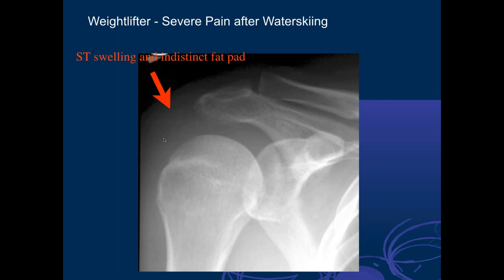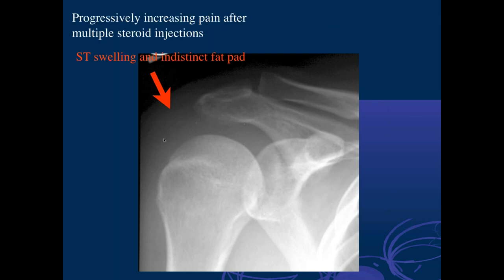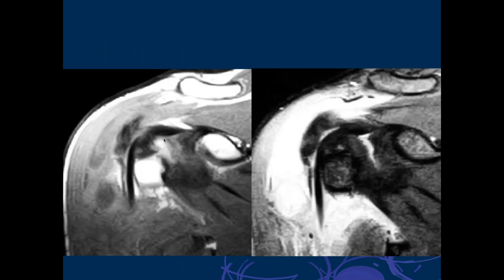They saw this. He had pain. They decided to treat it with steroid injections. So they put in a steroid injection to try to decrease shoulder pain. And they thought he probably had some sort of strain or injury, water skiing. After that time, he developed increasing pain and swelling. And a few weeks later, he had this MR scan.